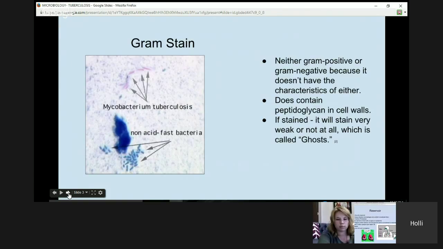Tuberculosis is neither gram-positive nor gram-negative because it doesn't have the characteristics of either. It does contain peptidoglycan in the cell walls, and if it does stain when dyed, it will stain very lightly or not at all. When this happens, it is called ghosts. In this picture, you can see a faint stain of the Mycobacterium tuberculosis.